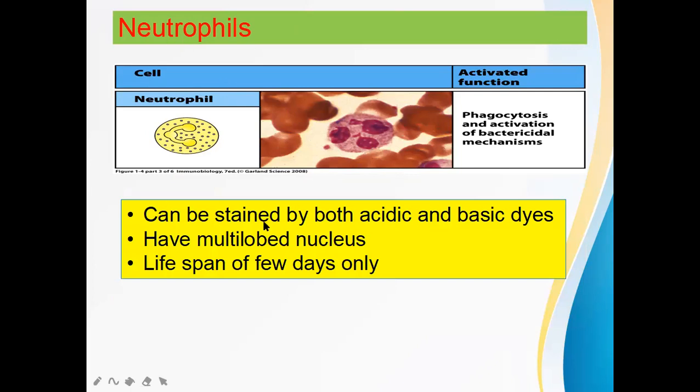Neutrophils can be stained by both acidic as well as basic dyes. Here we can see the nucleus of neutrophils is multi-lobed and the lifespan of neutrophils is a few days. The function of the neutrophil is that it is involved in phagocytosis and the activation of bactericidal mechanisms. Phagocytosis can be with the help of reactive oxygen species or direct engulfing of the microbes.